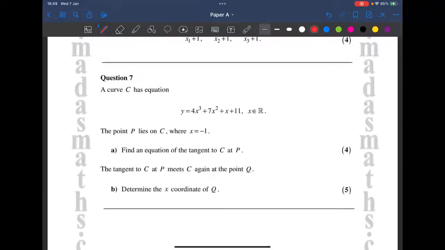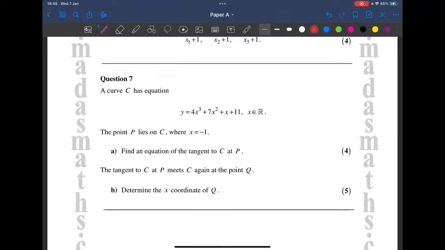What have we got next? So it's number 7. A curve has this equation. Again, we've got more cubics, lots of cubics in this one. You don't normally see so many cubics lying around. Point P lies on C where x is minus 1. Find an equation to the tangent. So we need 2 things. We need the y coordinate. So let's get that quickly.